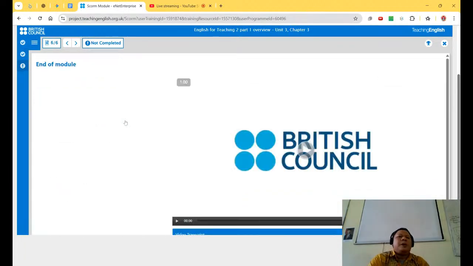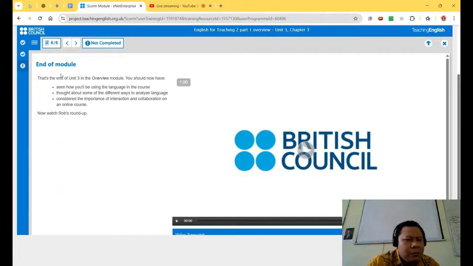For the last page, page 6. End of module. That's the end of unit 3 in this overview module. You should now have seen how you will be using the language in the course. Talk about some of the different ways to analyze language. Okay. Seen how to use it in the course.